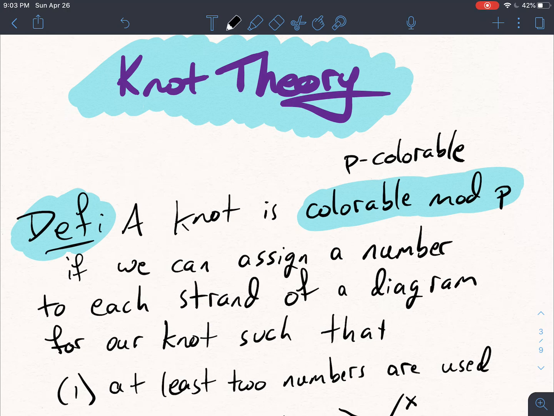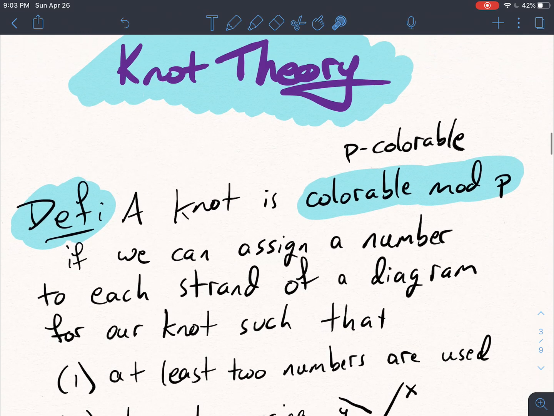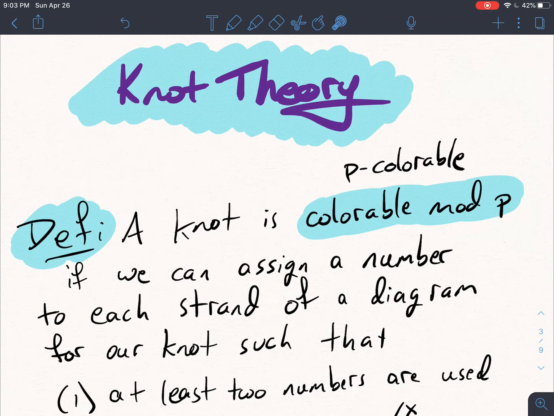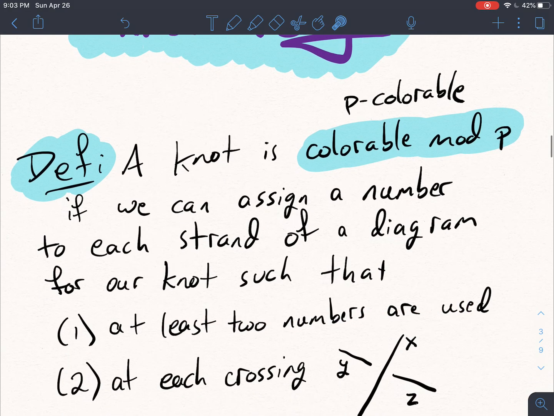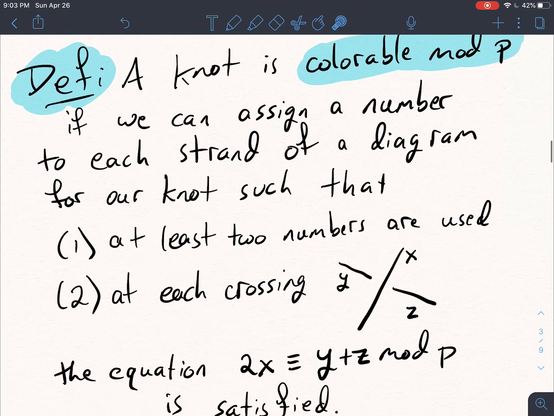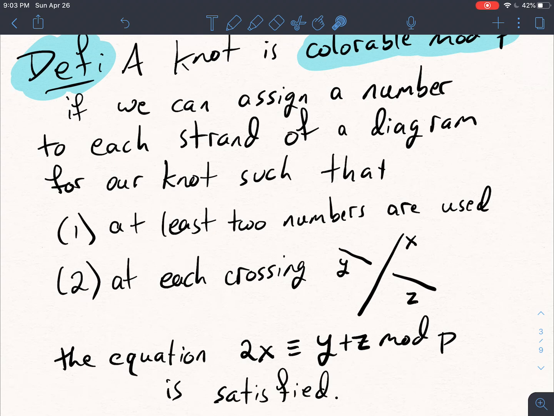A knot is colorable mod p. Sometimes we just say p-colorable. If we can assign a number to each strand, by a number I really mean an integer, to each strand of our diagram for our knot, such that there are two properties. The first one is that you're not just using the same number for every single strand. You're using at least two numbers.